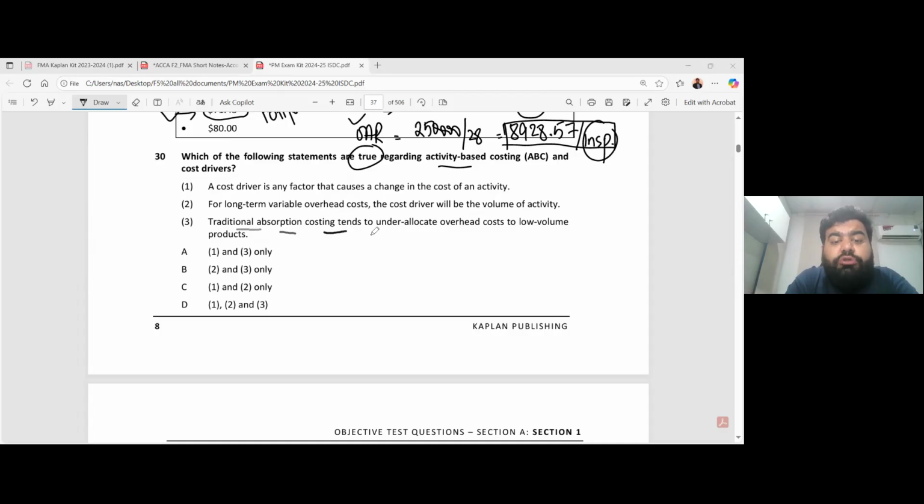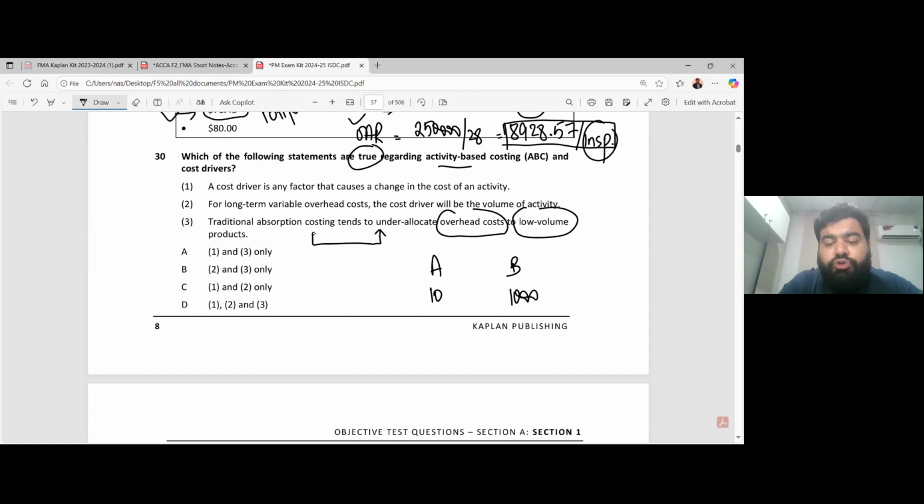Traditional absorption costing tends to under allocate overheads to low volume products. Okay, what he's saying here, let us discuss. Actually, they're saying that absorption costing under allocates the overhead cost. Under allocate means it assigns less cost to the product which has low volume units. For example, we have two products A and B. A has 10 units and B has 1000 units.